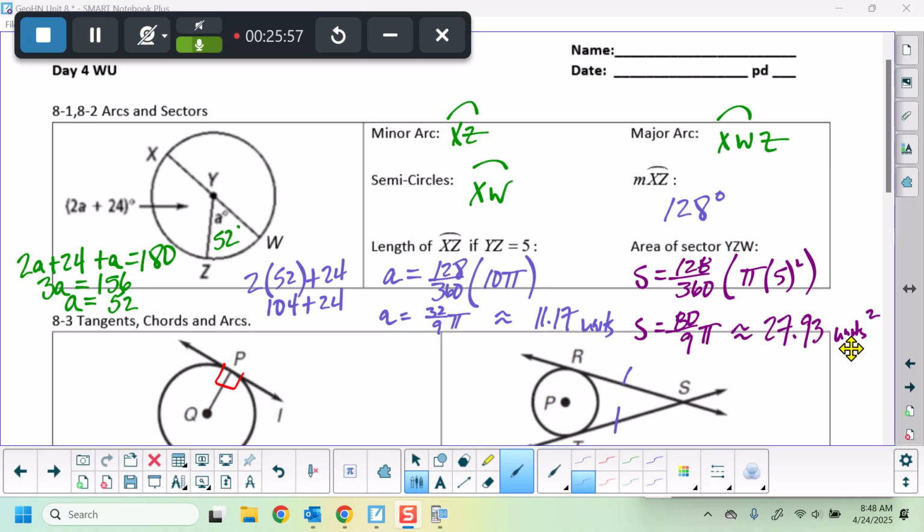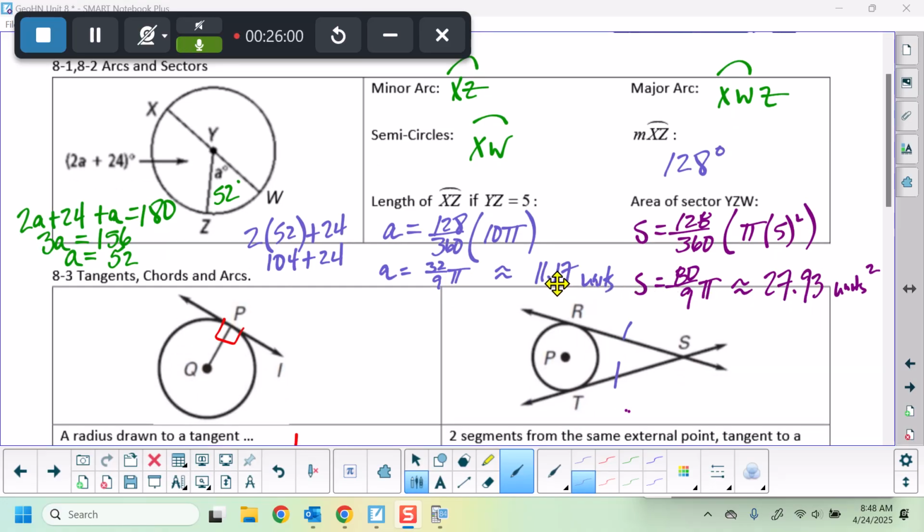If you're asked to give an answer in terms of pi, then your answer is a fraction, a rational number including pi. If you're asked to round to the nearest hundredths.